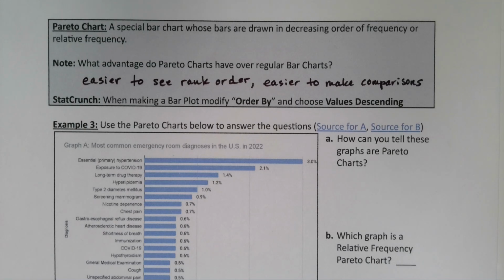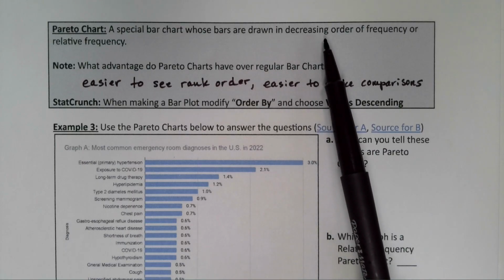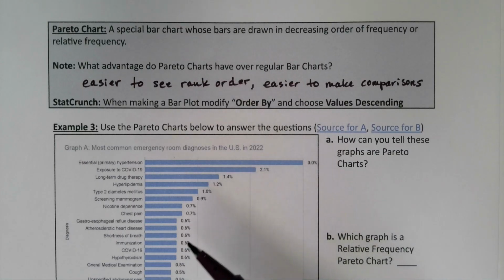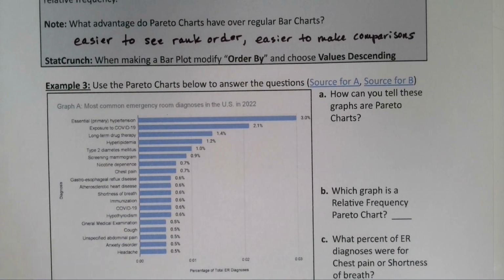Our next graph is called a Pareto chart, named after Vilfredo Pareto, a famous Italian engineer and mathematician who lived in the 1800s and early 1900s. So he made a special bar chart, and the bar chart has the frequency and relative frequency in decreasing order. Now, the advantage to this is that it's easier to see rank order.